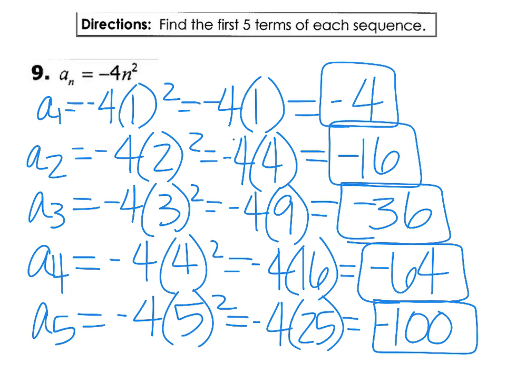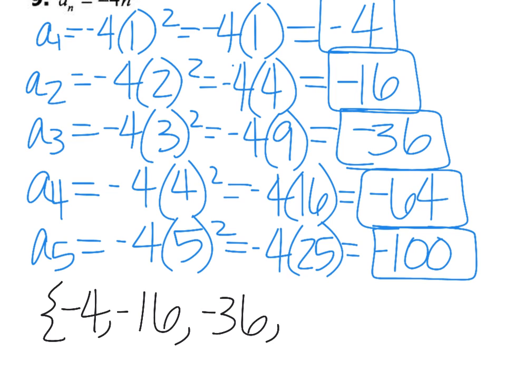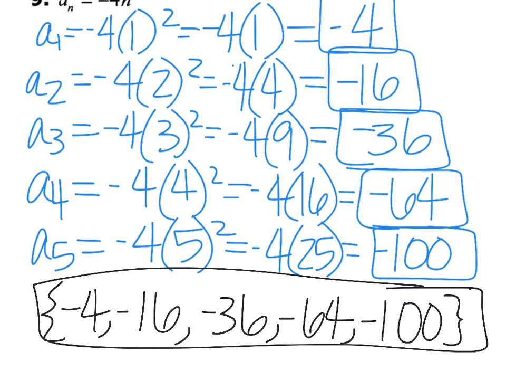All right, now we want to remember to write it as a sequence. So our final answer, we put it in braces. First 5 terms of the sequence would be negative 4, negative 16, negative 36, negative 64, and negative 100. And that's our final answer.